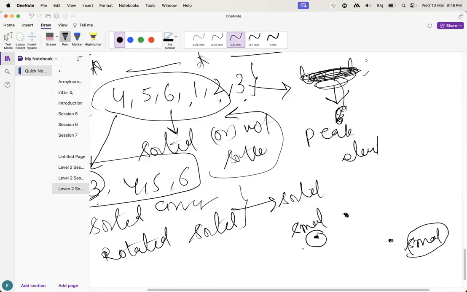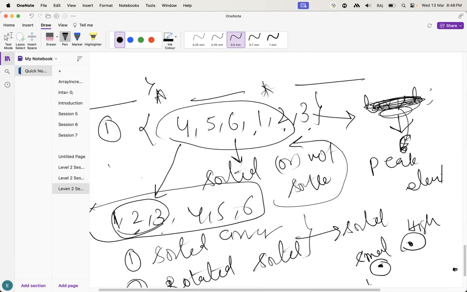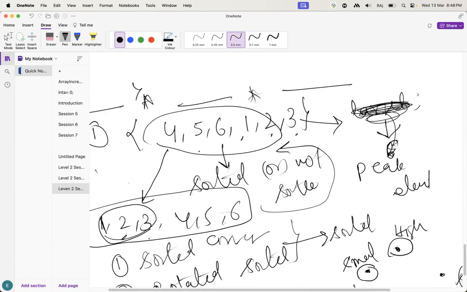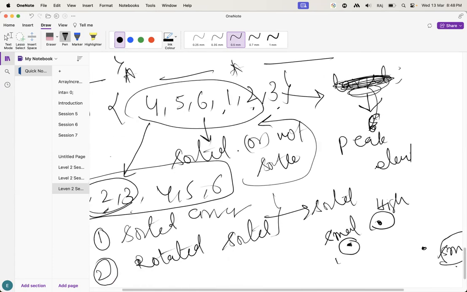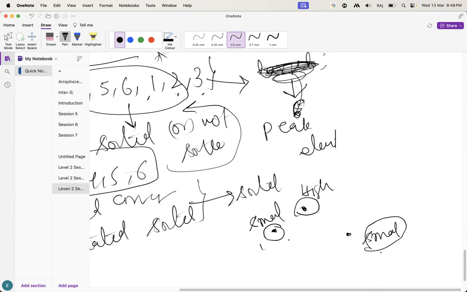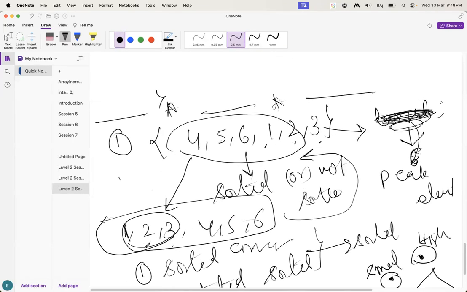Guys, here this one is small, this one is small. What will happen to this one? This is high. Right, guys? Check here. They have given one array, right? In that array, is there any value that follows this rule: small to high, high to small?